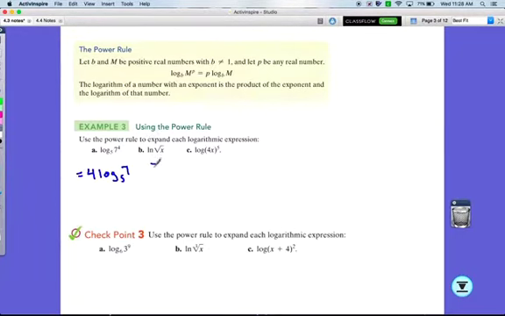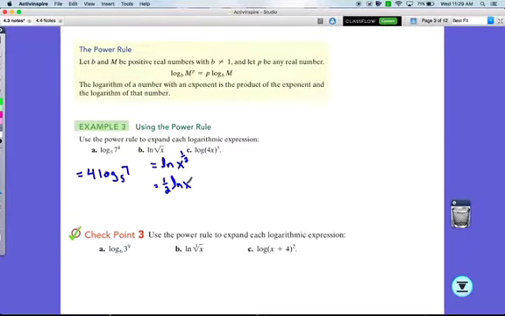For b, let me rewrite it. It's the natural log of the square root of x, but I'm going to rewrite the square root as the 1/2 power, which I can now move that power out front. So it becomes 1/2 natural log of x. If you have a power, you can move it to the front.